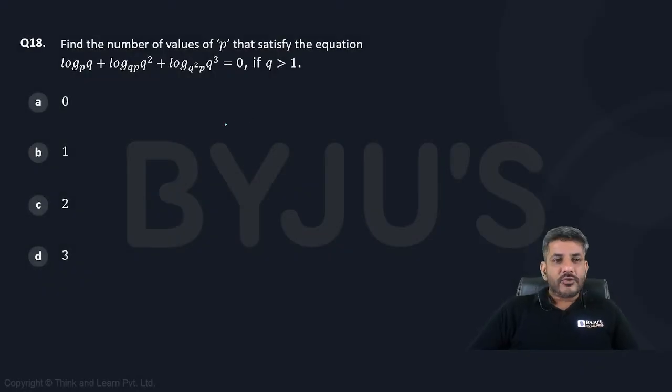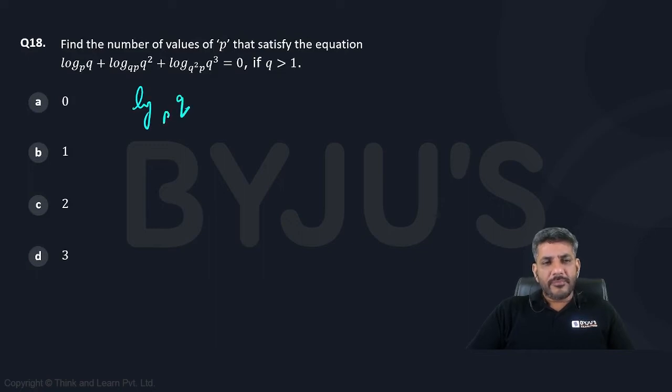So here comes the next question on logarithm. Find the number of values of p that satisfy the equation: log q to the base p plus log q square to the base qp plus log q cube to the base q square p. Let's just do them. So log q to the base p, log q square to the base qp.